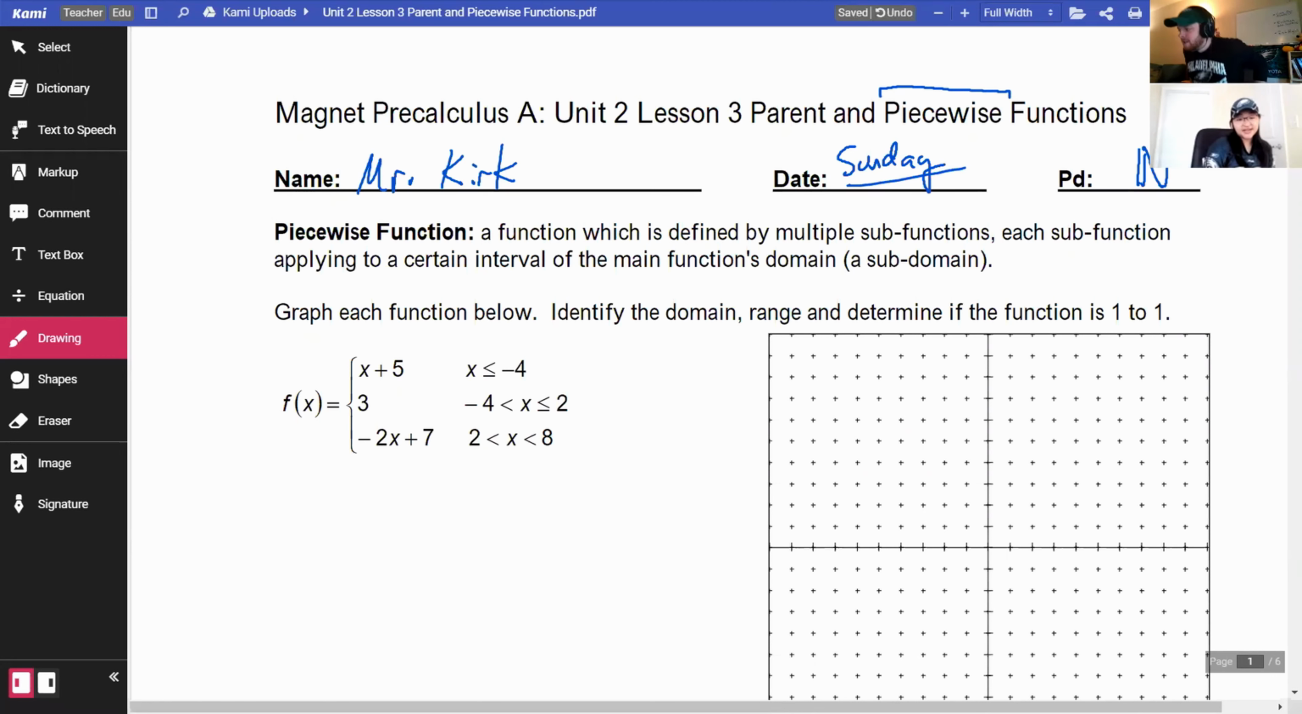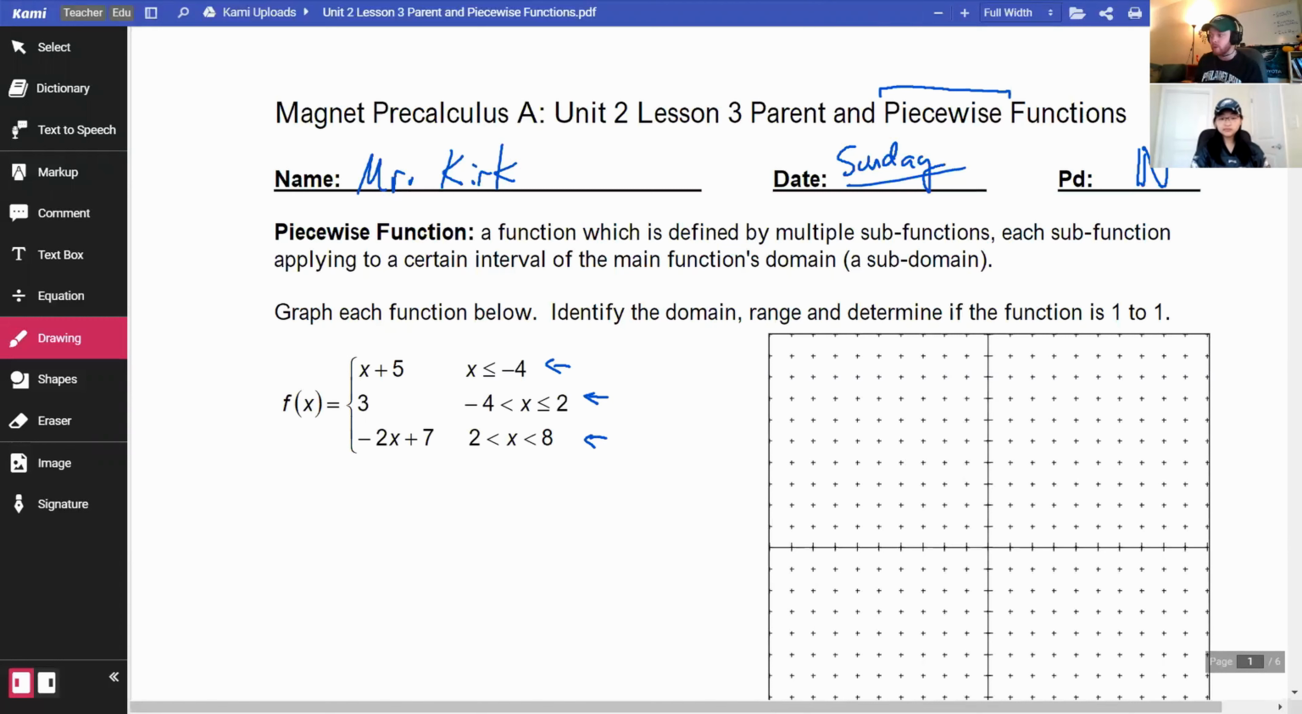A piecewise function is a function which is defined by multiple subfunctions, each subfunction applying to a certain interval of the main function's domain, which is something that we also call a subdomain. So we have a function that has functions within it. And what's important is it is a function. So these subfunctions are not overlapping.